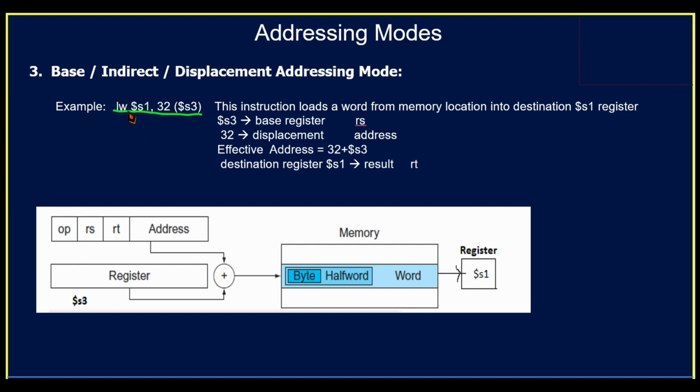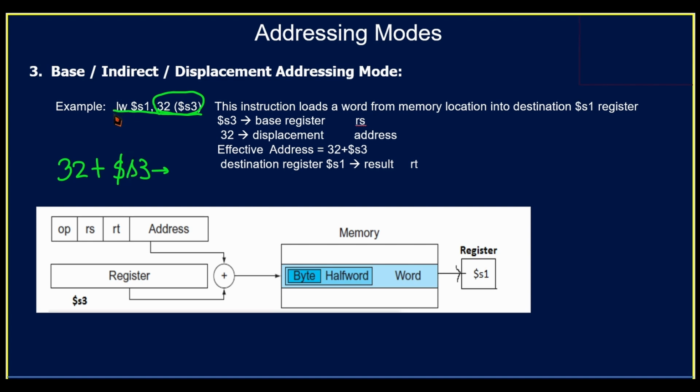So this is load word $S1, comma 32 within brackets $S3. What will this instruction do? Actually, this 32 and this $S3 will give an address. For example, 32 will be added with the contents of $S3, and that will be an address. This address will point to a memory location. From that memory location, a word will be taken. Word means 4 bytes. Half word is 2 bytes. Byte means only 1 byte, 8 bits.